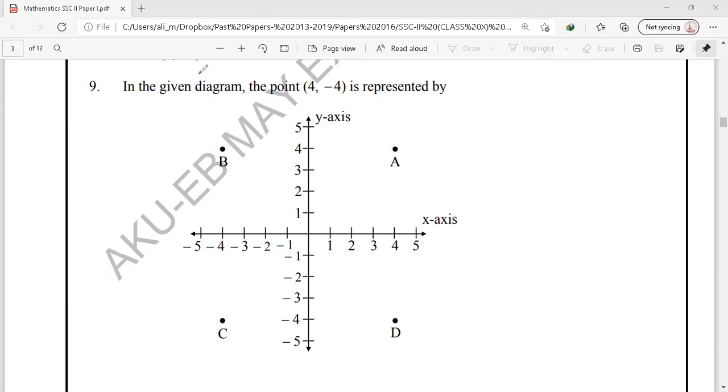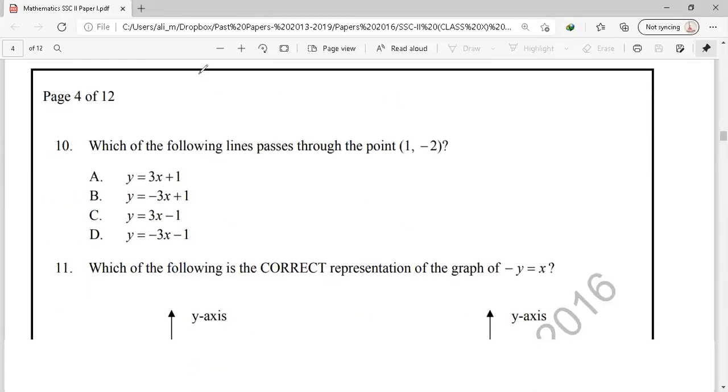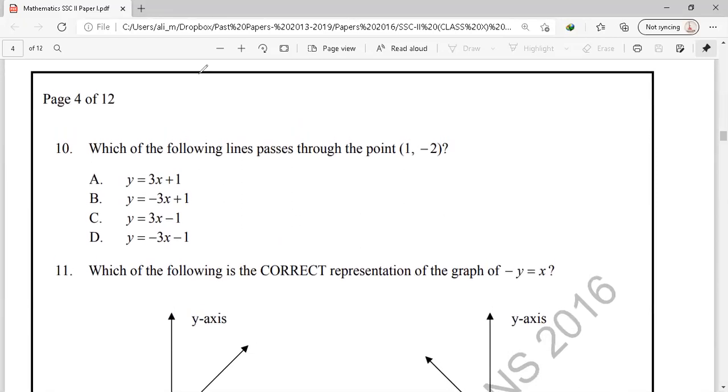Let's come to question number 10. We have to find which equation satisfies the point 1 comma minus 2. So we have to put in the values x is 1 and y is minus 2. Let's take the first equation, y equals 3x plus 1. Put the value of y as minus 2 and for x put 1. So 3 plus 1 is not equal to minus 2. It means option A is incorrect.